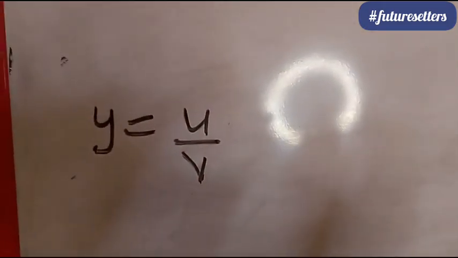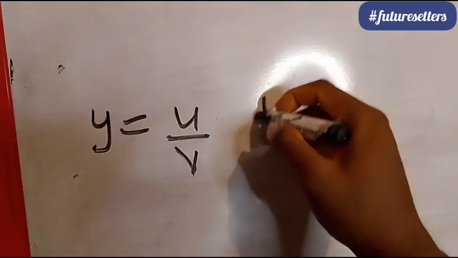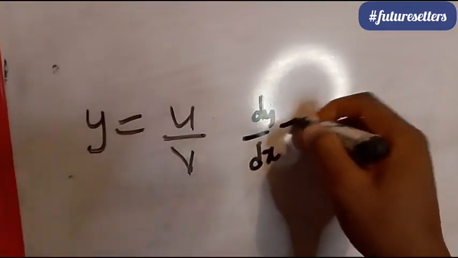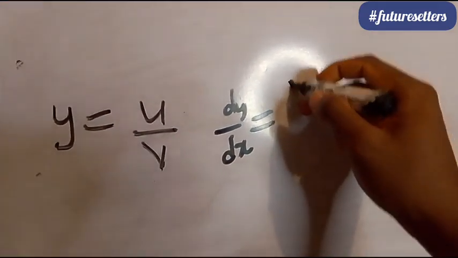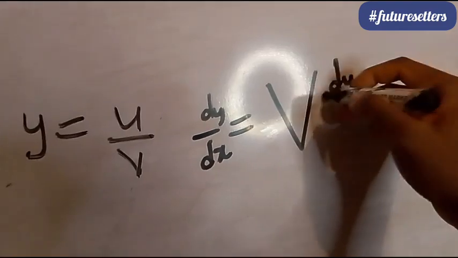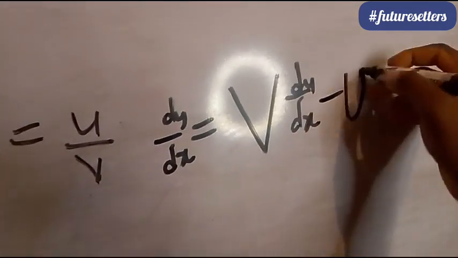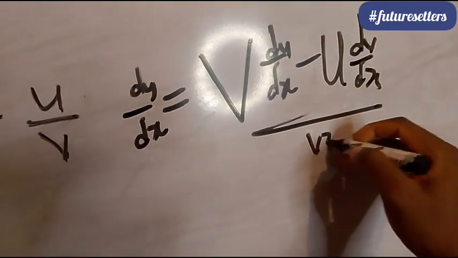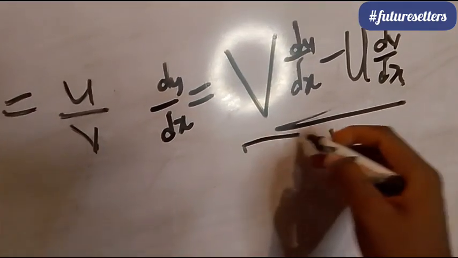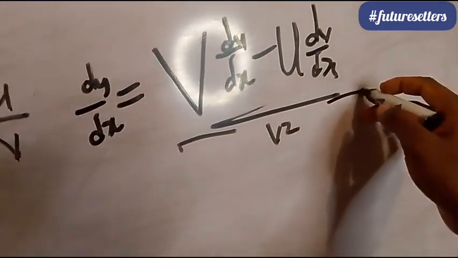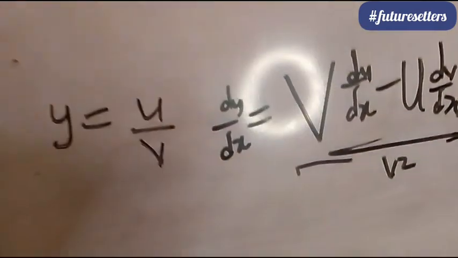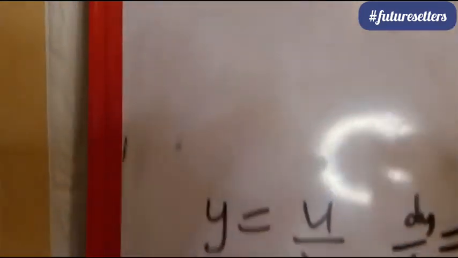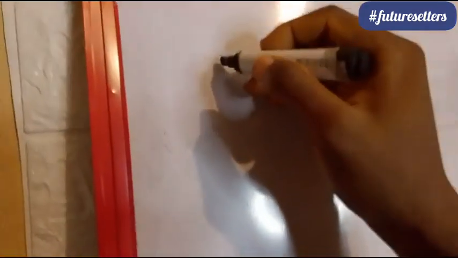Now, if we have y equal to u over v, and we are told to find dy/dx, we have what we call the quotient rule, which is v du/dx minus u dv/dx over v squared. So you have v du/dx, and we have u dv/dx over what? v squared. So this one has to do with division.